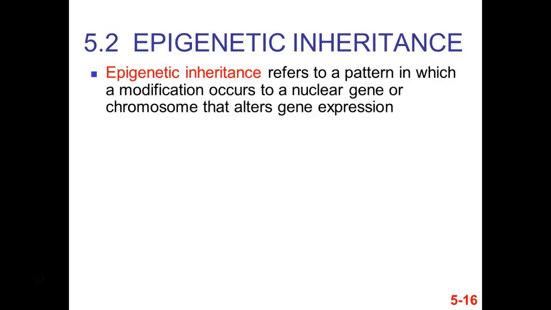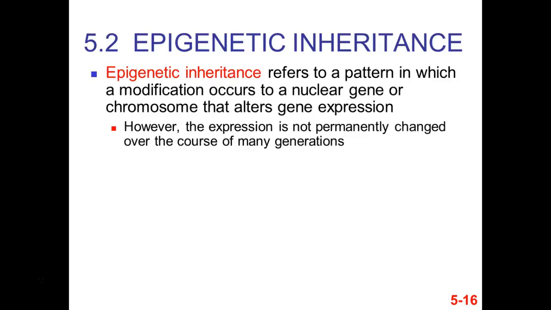So this is known as epigenetic inheritance. This refers to the pattern in which a modification occurs to nuclear genes, so we're still in the nucleus, or chromosome, that alter gene expression. So we're not going to use that information. This isn't a permanent thing. And so from generation to generation, it can change.